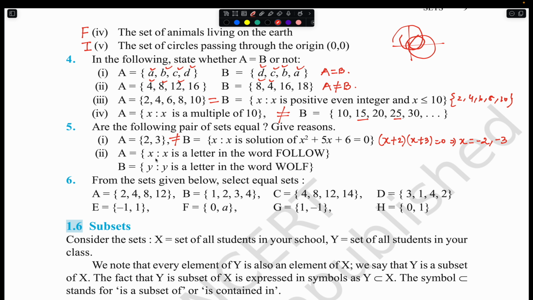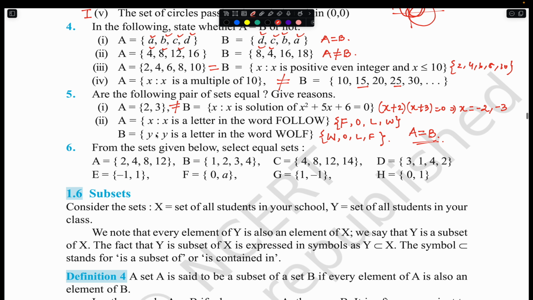Here you have A, which is the collection of x's, where x is a letter in the word follow. So if you try to write in roster form, you'll have F as an element, O as an element, L as an element, and W as an element. And similarly for B also, you have W as an element, O as an element, L as an element, and F as an element, right? So W is here, W is here, F is here, F is here, O is here, O is here, L is here, L is here. So these two sets are going to be equal. So in this case, you have A is equal to B, right?